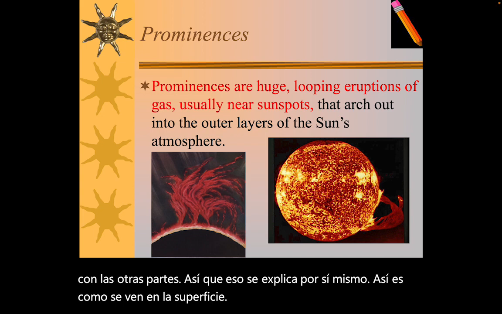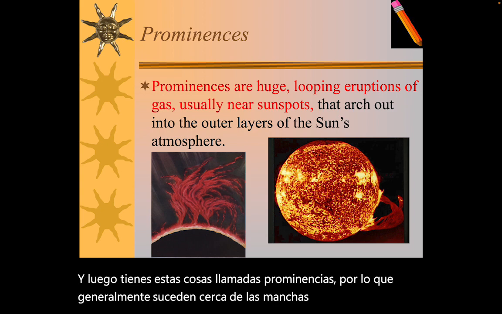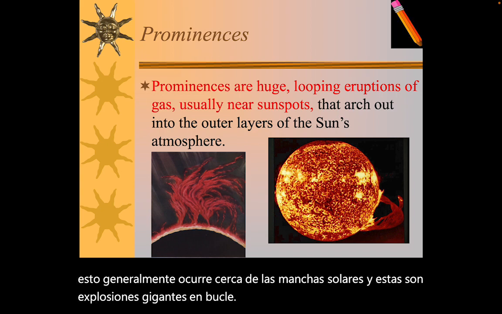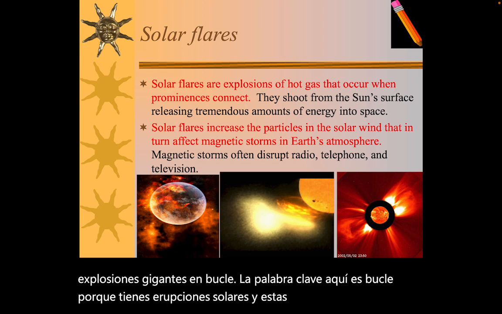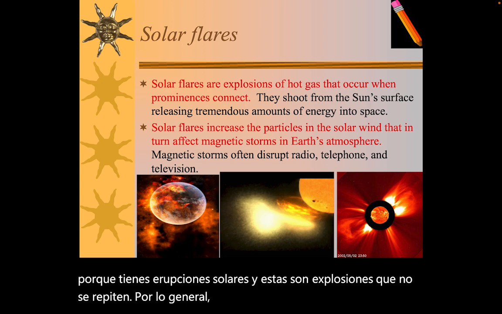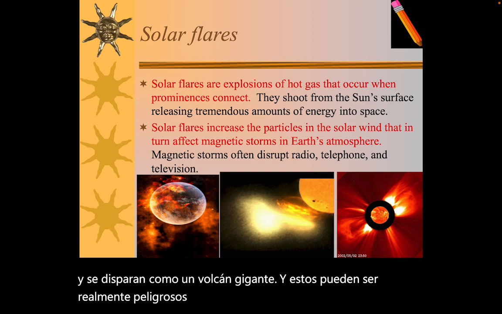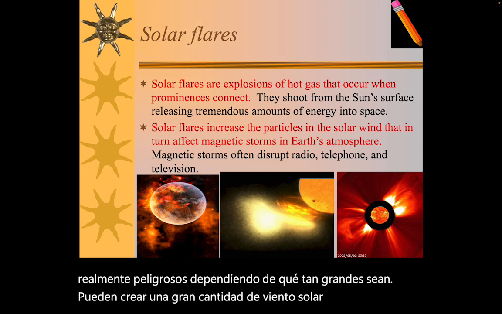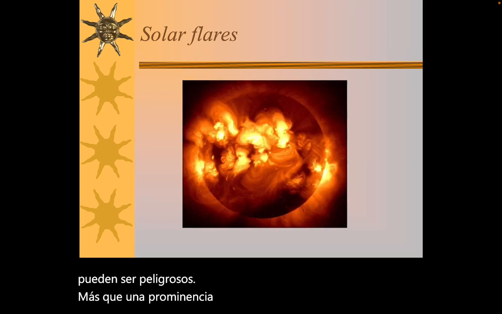And then you have these things called prominences. These usually happen near sunspots, and these are giant looping explosions. The key word here is looping, because you have solar flares, and these are explosions that do not loop. Typically, it's when prominences connect, and they shoot off kind of like a giant volcano. And these ones can actually be dangerous depending on how big they are. They can create a lot of solar wind that can mess with communications here on Earth. So these ones can be dangerous, more so than a regular prominence, but that is what they would look like.